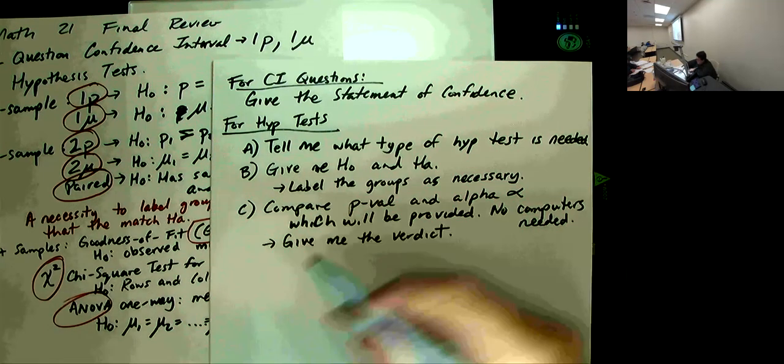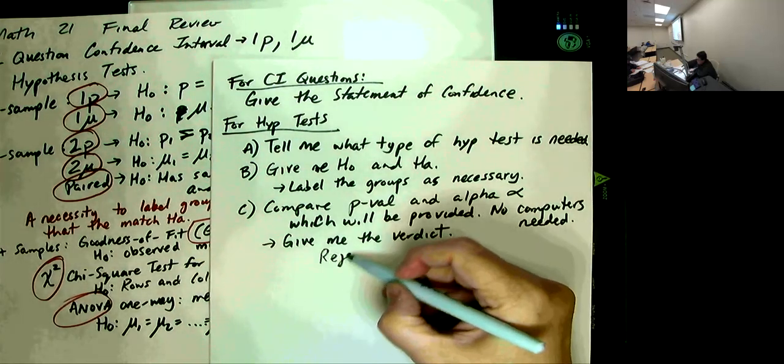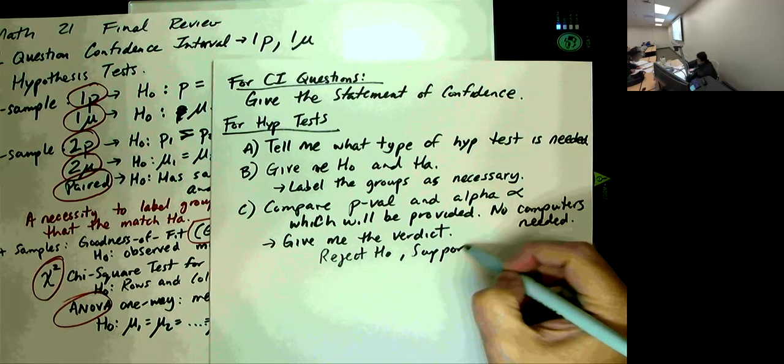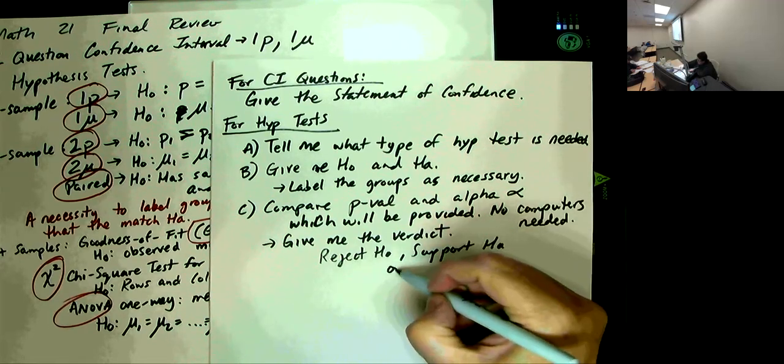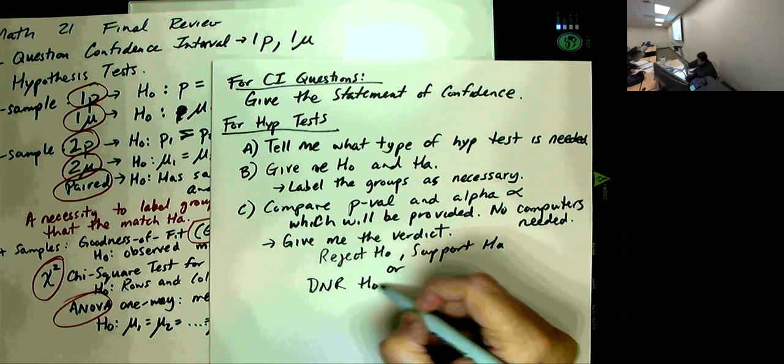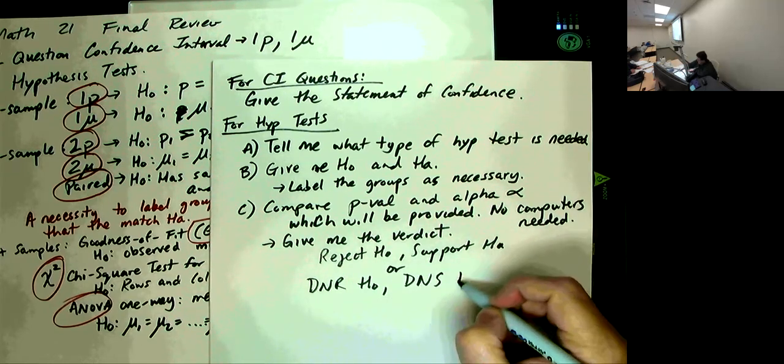So this is like reject H naught, support HA. Or do not reject H naught, do not support HA.